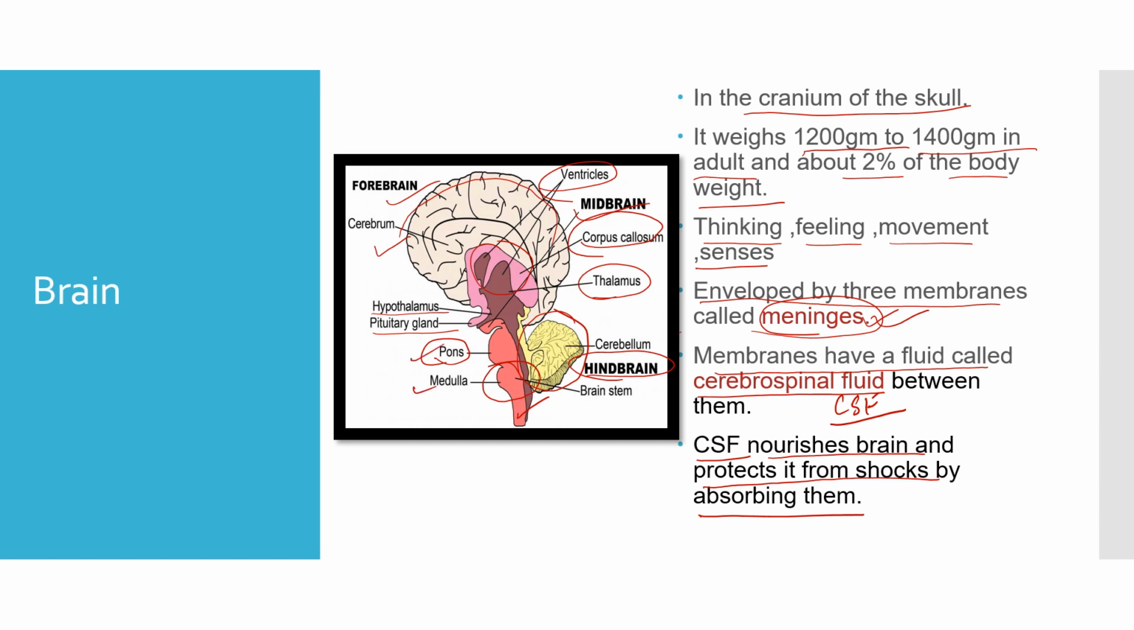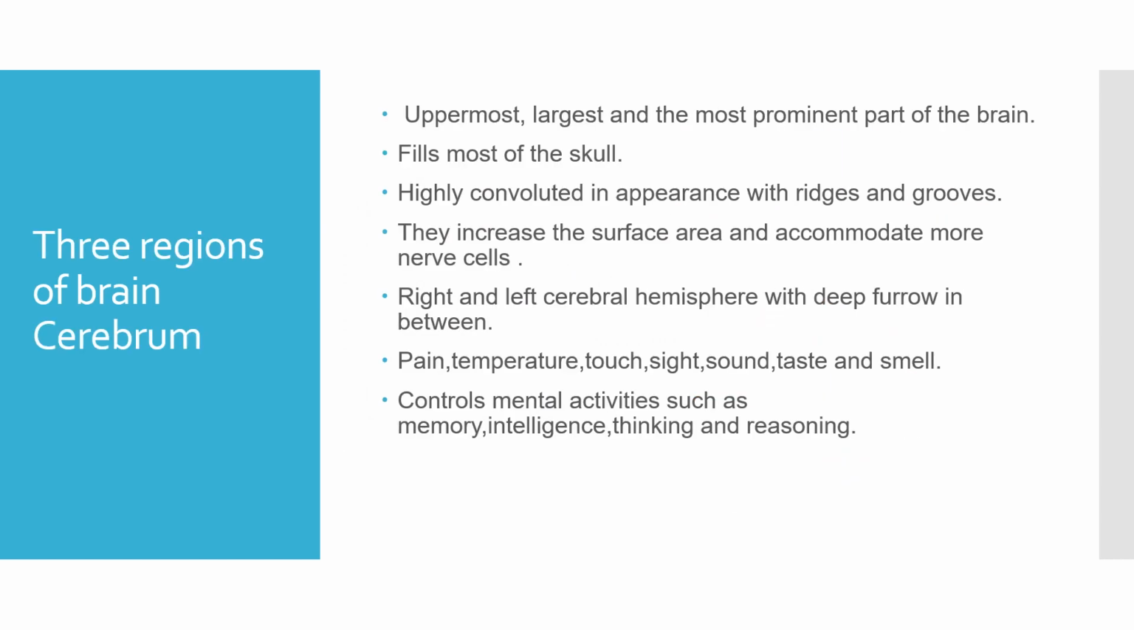So what we have studied in this one, it is weighing 1200 grams to 1400 grams. It has meninges, or 3 membranes. The membranes have cerebrospinal fluid, which protects it by absorbing shocks and all. Okay, so let us move on to the 3 different parts of the brain now.